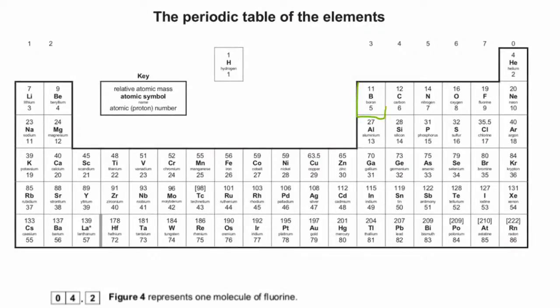Okay, so if we were to look at boron, so boron is just here, that bottom number is a 5. And that tells us that boron is going to have 5 protons. All elements are neutrally charged, so it means that if it has 5 protons, it's also going to have 5 electrons. Okay, the top number is the relative atomic mass, and the relative atomic mass for boron is 11. We work out the relative atomic mass by doing the number of protons plus the number of neutrons. In this case, the relative atomic mass is 11, and we had 5 protons, so that means that the number of neutrons is going to be 6.